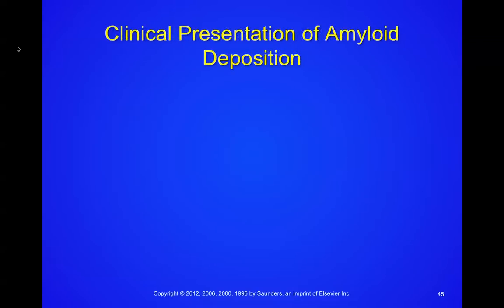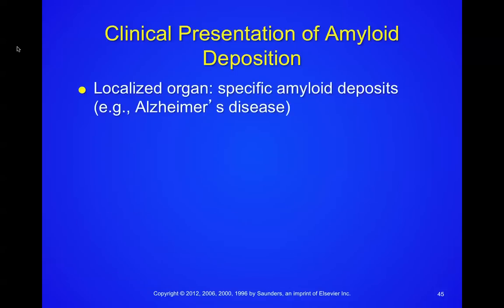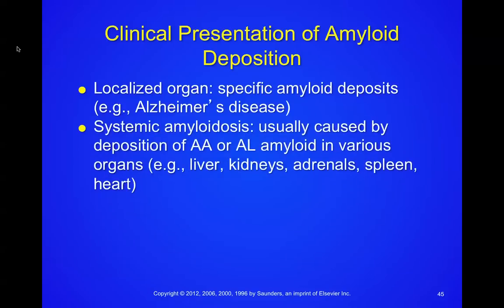The clinical presentation of amyloid deposition depends upon the organs or organ systems affected. For example, deposits of a particular form of amyloid in the brain are associated with Alzheimer's disease. Systemic amyloidosis is usually caused by deposition of AA or AL amyloid throughout the body in various organs such as the liver, kidneys, adrenals, spleen, and the heart. Wow, well, that's about it for everything we need to know about immunopathology.